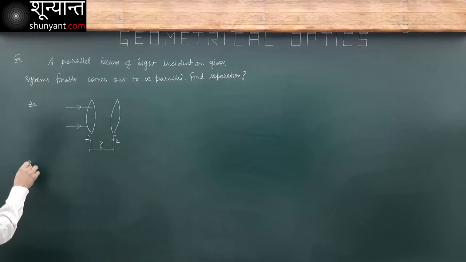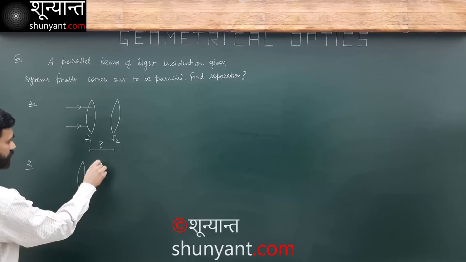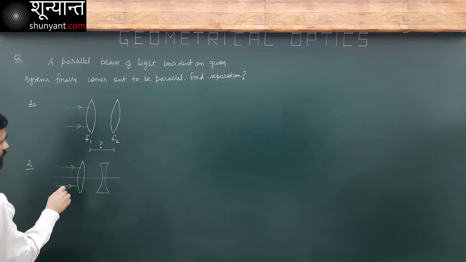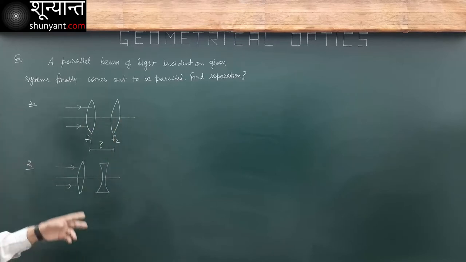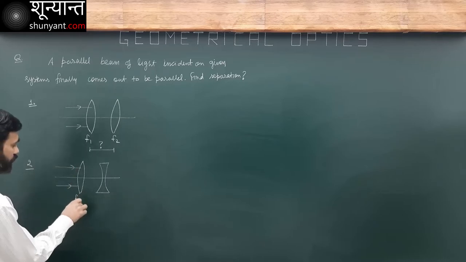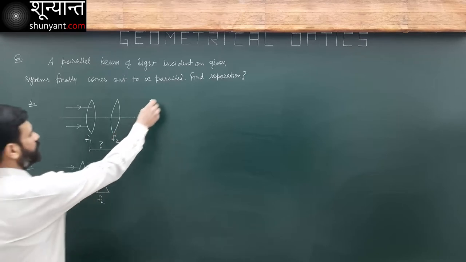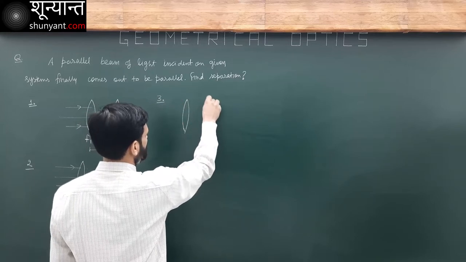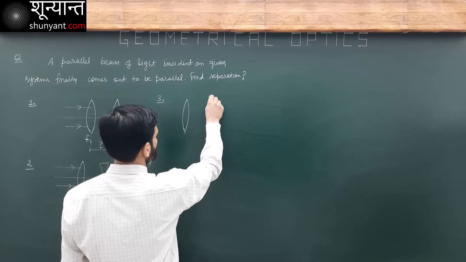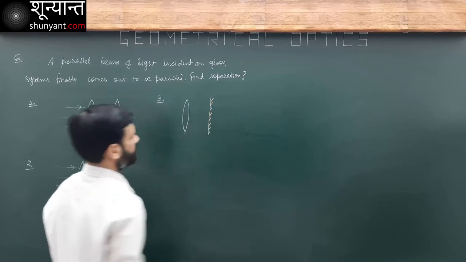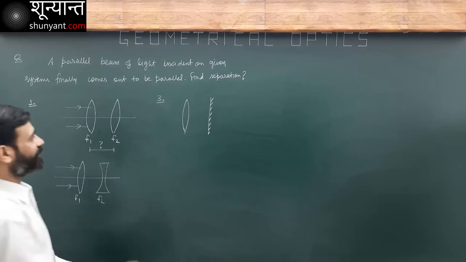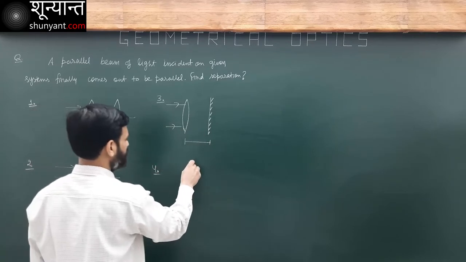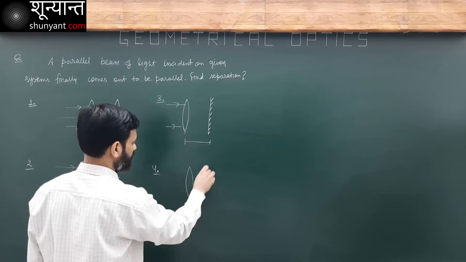Now second. This is the second system. This is the principal axis. I have a common principal axis. This also comes out parallel. This is F1, this is F2. Find out. Third, let's say it is like this, or let's say it's like this. How is it going to come out parallel? What should be the separation between them? Well, let's do one more. We will not do many problems, just this.